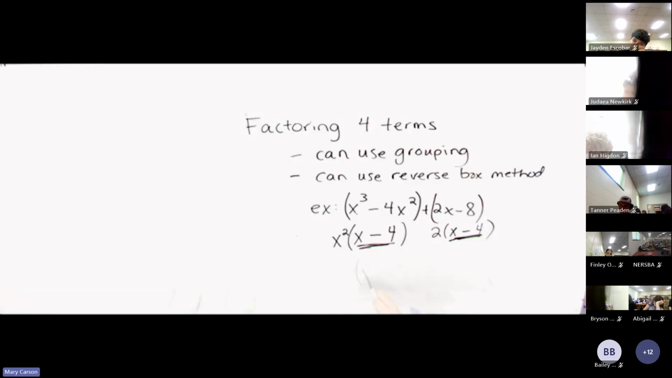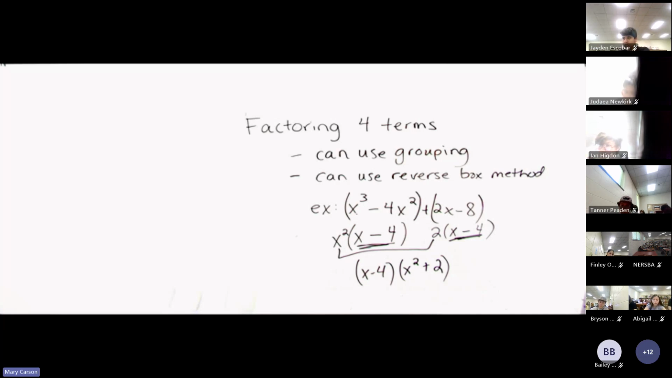That's going to be one of our factors. And then what you have left over here is going to be your other one. So this is x squared, and this is a +2. So it would be +2. And that's called factor by grouping. Have y'all seen that before?